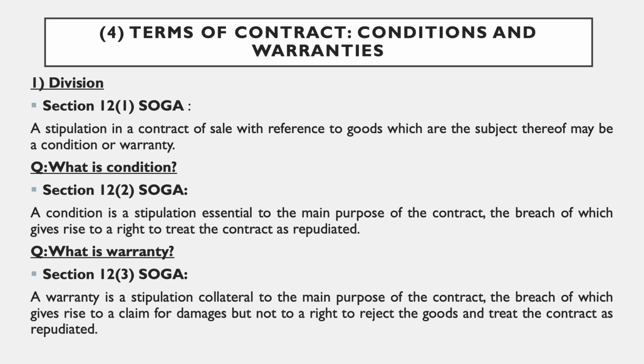Section 12, Subsection 2 of the Act defines what is a condition. Condition, or in Malay we call it syarat, means a stipulation essential to the purpose of the contract. It is the main stipulation of a contract, or what we call syarat utama. And breach of the condition will cause the contract to be repudiated.